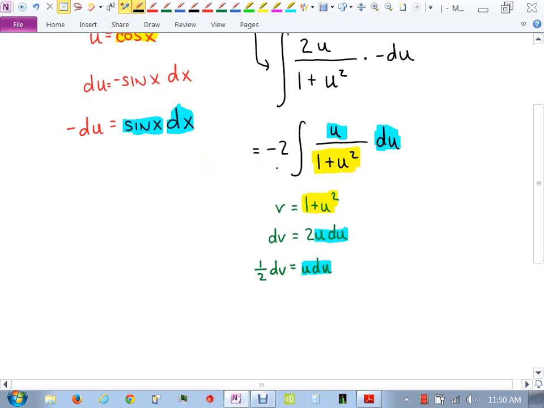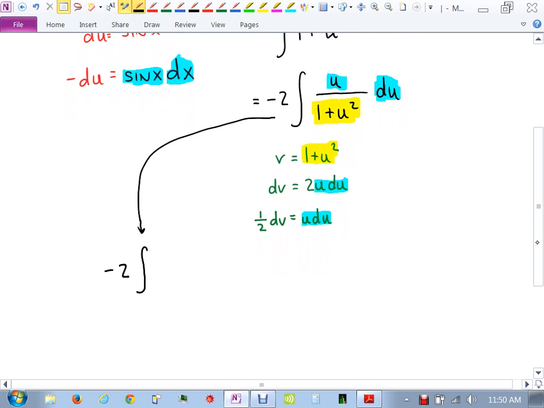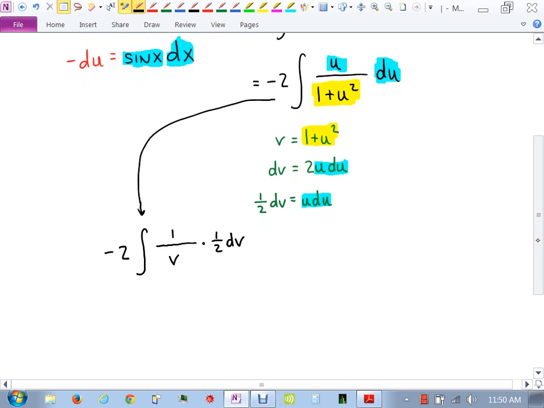So now my new integral becomes the negative 2 out front, integral of, so that u du is going to be replaced with 1/2 dv, right? I don't like to ever put my dv on top of a fraction. I always like it out on the side. So what I'm going to do is put a 1 over, what is 1 plus u squared? That's just v. And then here's my times 1/2 dv. Questions?